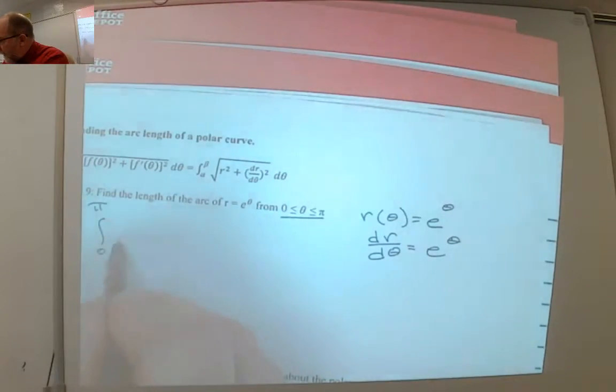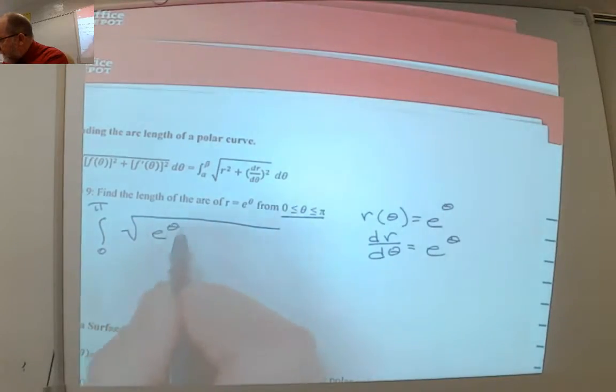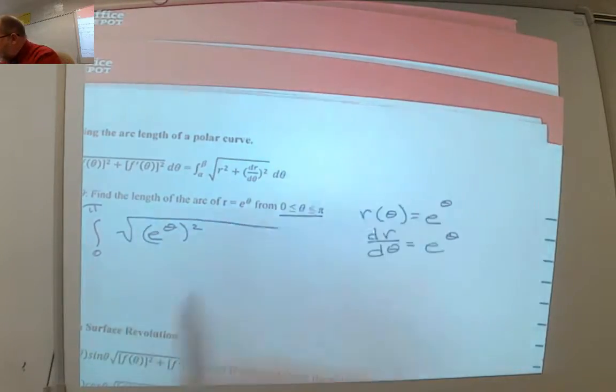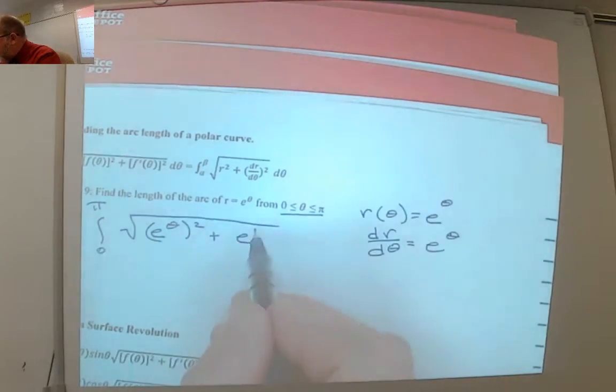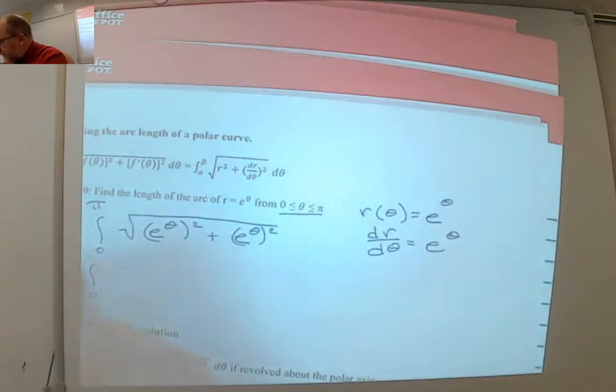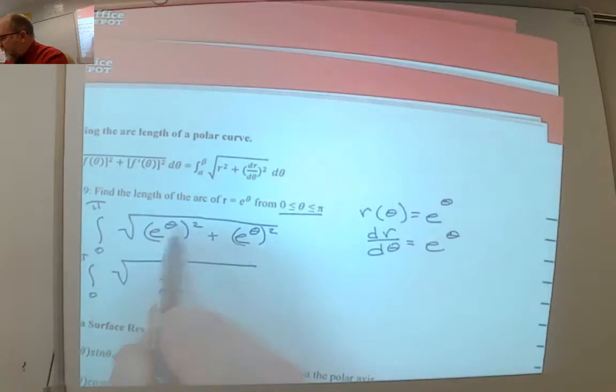So what I'm going to do is put in e theta because that's r, and square it. And I'm going to put the derivative, which is the same thing, and square it. And that's going to give me, what is e theta squared? E to the 2 theta. And I got 2 of them.